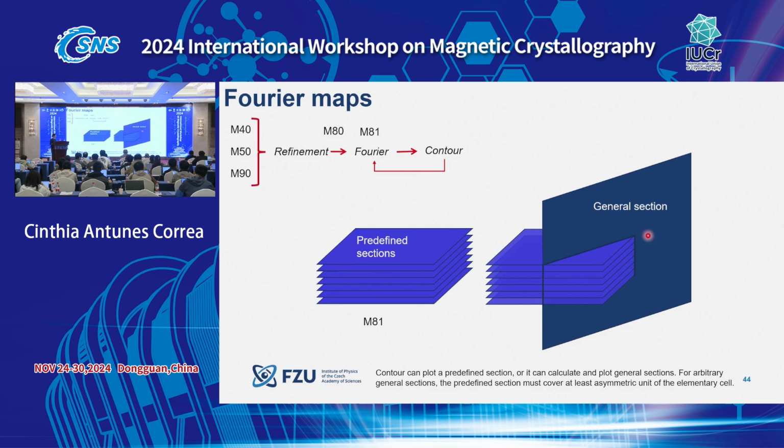Once you have the refinement solution and such, you can also run Fourier maps. JANA uses these files for the refinement, then it generates the M80. It calculates the Fourier maps and saves in M81. And then from these Fourier maps, you can use a contour to see the maps. You can either have predefined sections of the Fourier map, or you can calculate whichever general section you need.